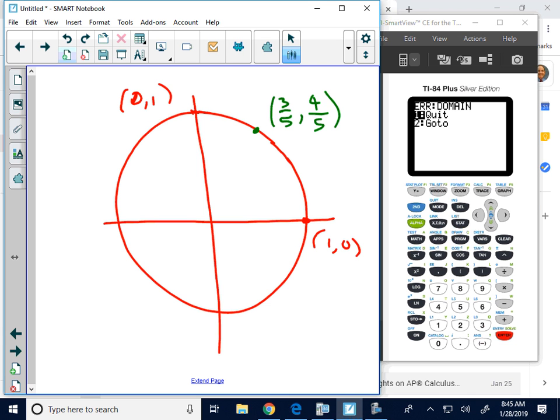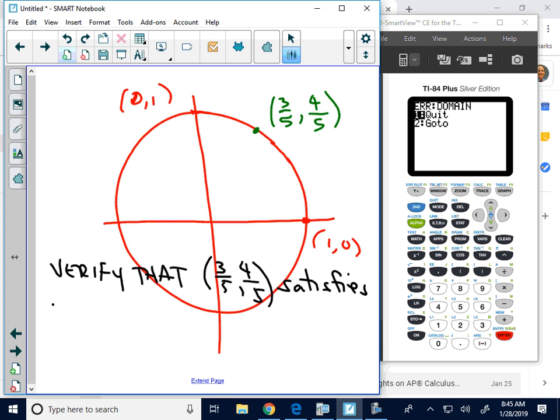You're going to take that (3/5, 4/5) and check that it satisfies the equation of the circle. You should get the profound statement that 1 equals 1. Does it? Yes. 9/25 plus 16/25 is 25/25, which is equal to 1. So that point's on the circle.